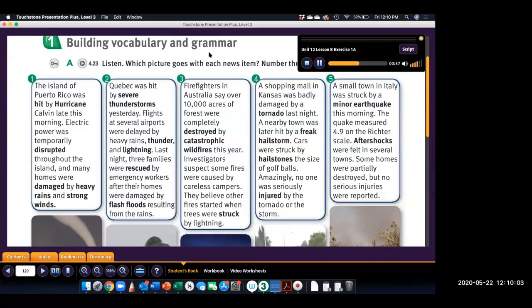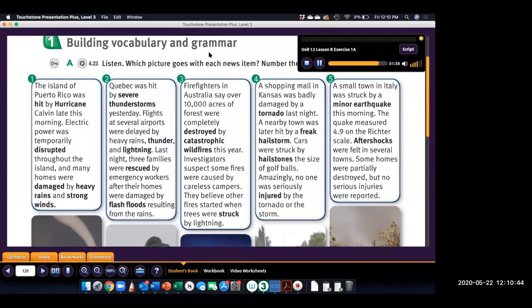3, Firefighters in Australia say over 10,000 acres of forest were completely destroyed by catastrophic wildfires this year. Investigators suspect some fires were caused by careless campers. They believe other fires started when trees were struck by lightning. 4, A shopping mall in Kansas was badly damaged by a tornado last night. A nearby town was later hit by a freak hailstorm. Cars were struck by hailstones the size of golf balls. Amazingly, no one was seriously injured by the tornado or the storm.